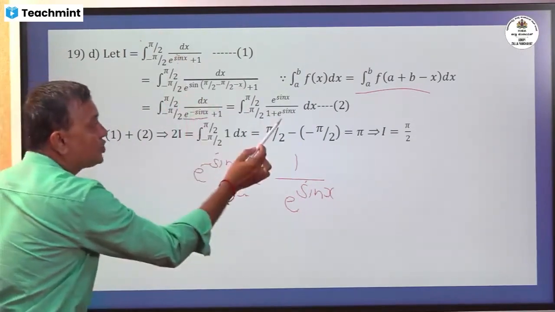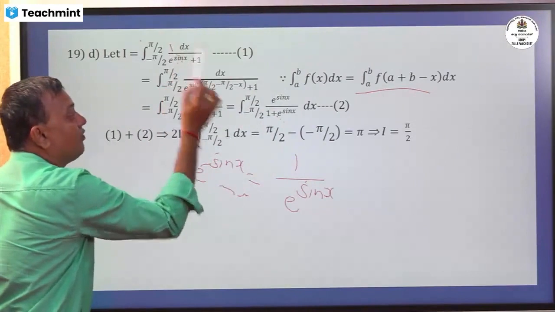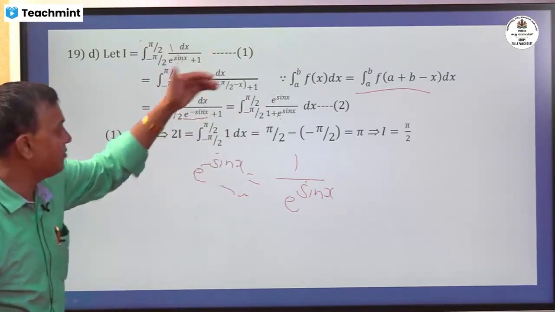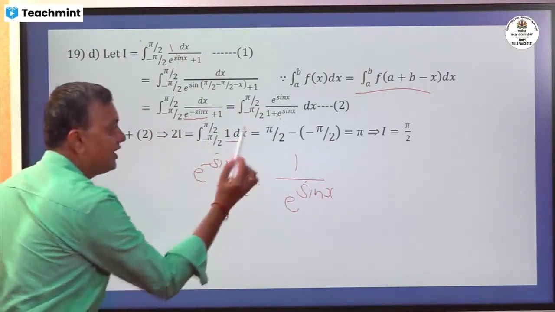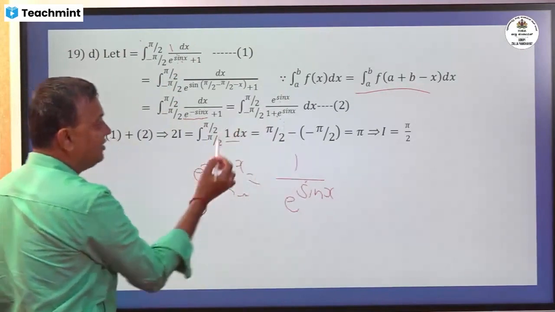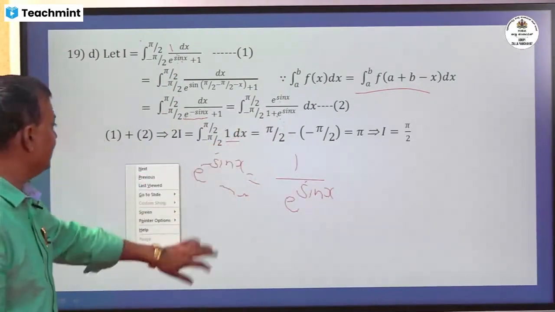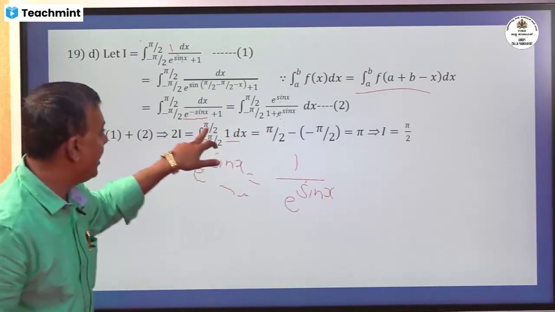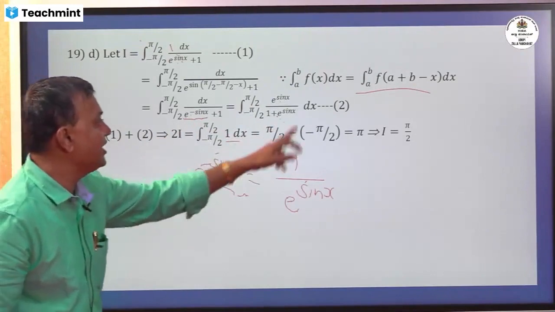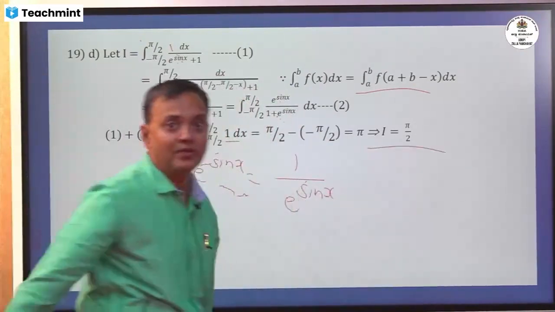On adding these two, the denominator is the same, just add the numerators, here 1, here e power sin x. On adding these two, the numerator is the same as the denominator, so you have to integrate 1. Integral of dx is x, then take the difference of the upper and lower limits, pi by 2 minus of minus pi by 2, 2I equals pi, then answer I equals pi by 2.